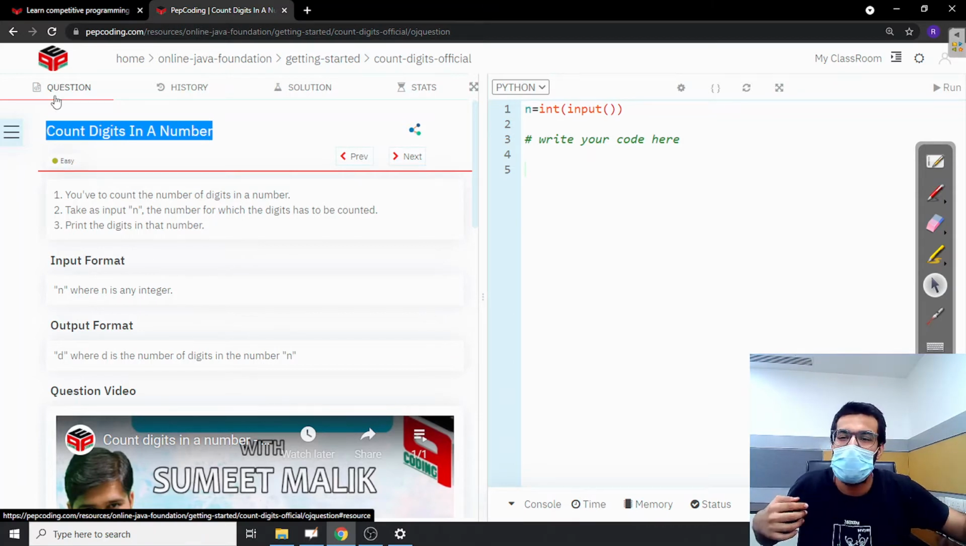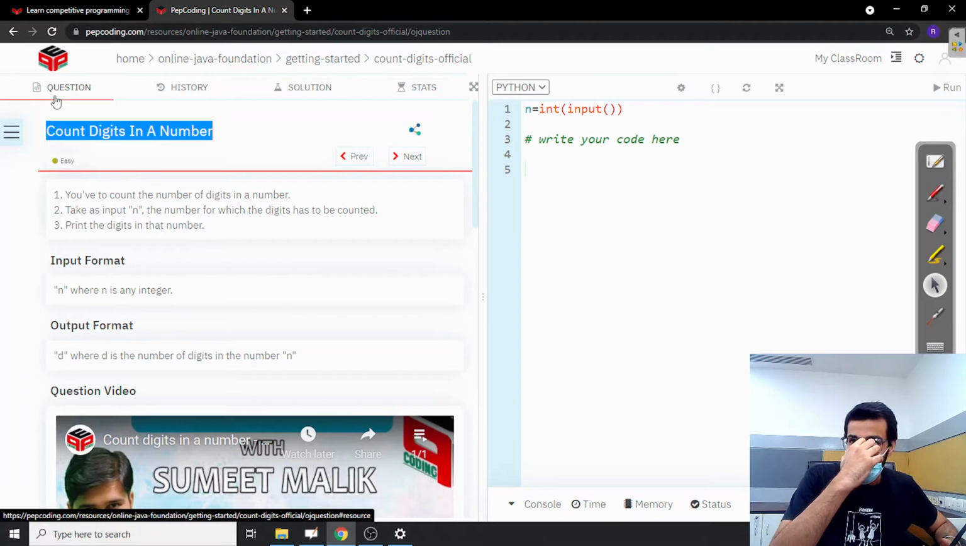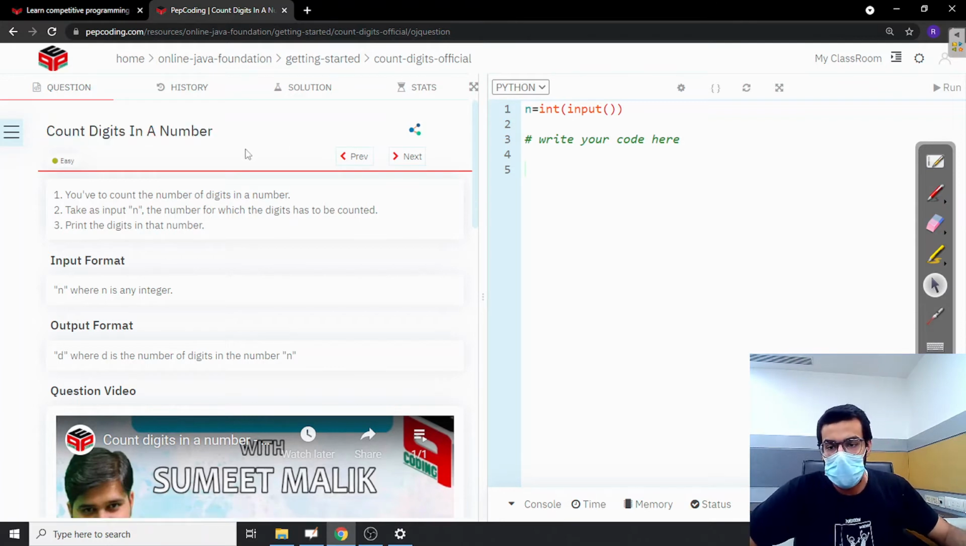It's not just for data structures problems. Even in maths, you can get these takeaways, that is, how to think. This is my main motto when I teach you. Okay, without further ado, let's start with this problem.